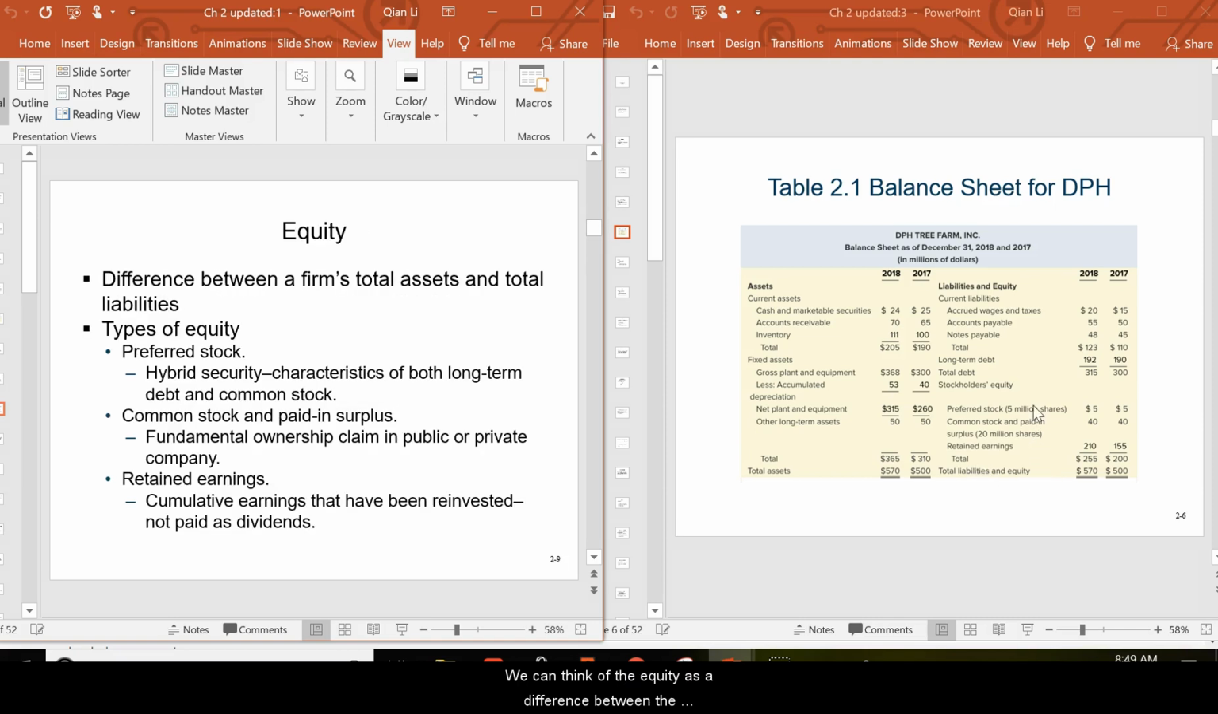We can think of equity as the difference between the company's assets and total liabilities. Equity is at the right lower corner of the balance sheet. Within the equity, we have preferred stock and common stock, including common stock par value and paid-in capital. We also have retained earnings, which is part of the common equity. Retained earnings are the part of the net income generated by the company that is retained instead of being paid as dividends. We'll talk about the details of retained earnings in the statement of retained earnings.